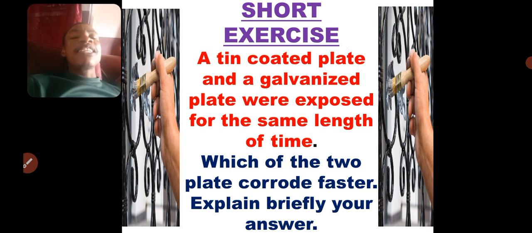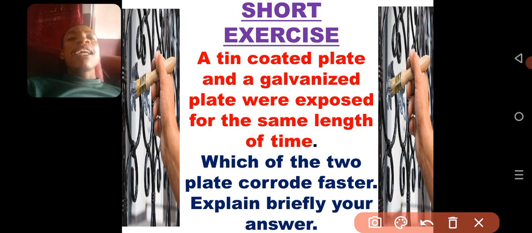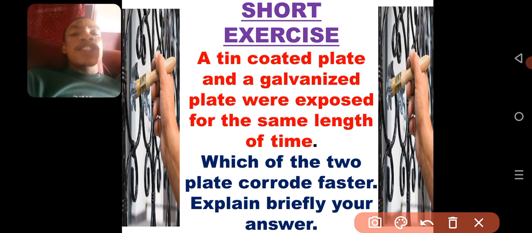So let's look at this short exercise. A tin coated plate and a galvanized plate. Tin coated means, let's assume the plate is iron, for example. So iron is coated with tin metal. That's a tin plated iron. Then a galvanized iron plate, that is, the iron is coated with zinc. The word galvanized means protected with zinc. Tin coated means protected with tin.